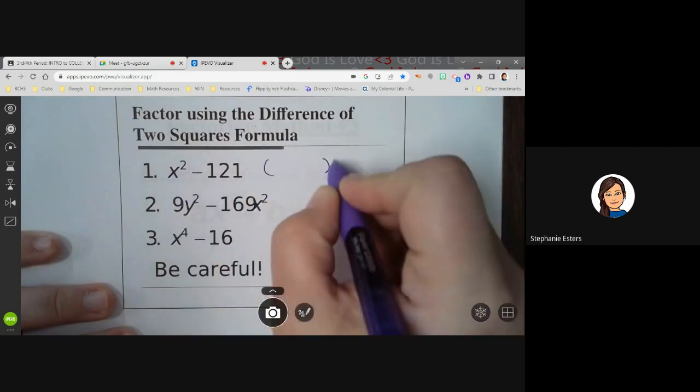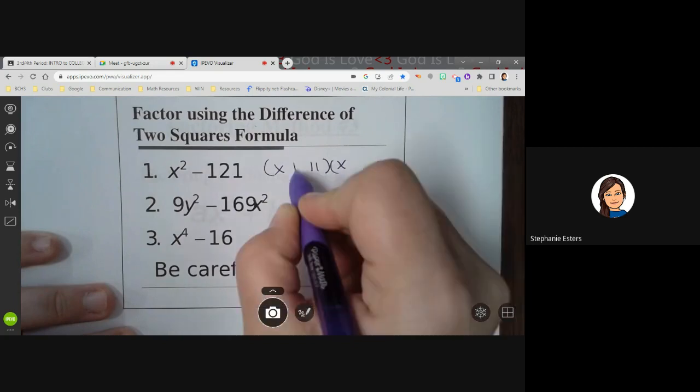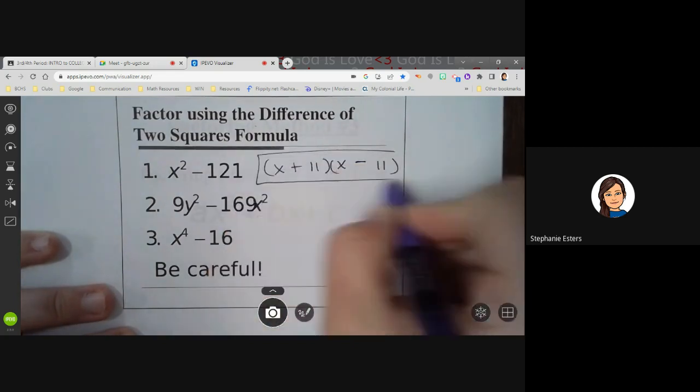Difference of squares, because x squared is x times x. 121 is 11 times 11. One's positive and one is negative.